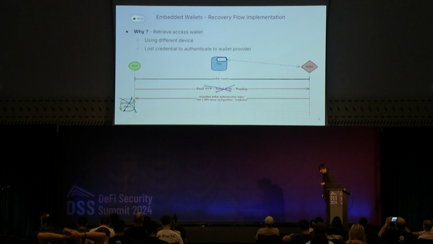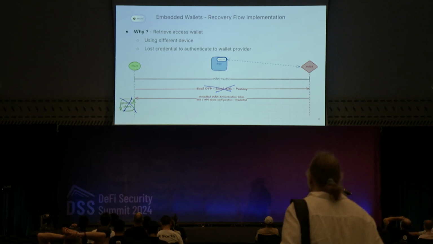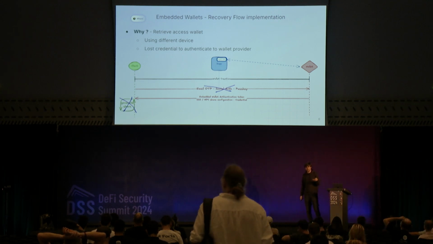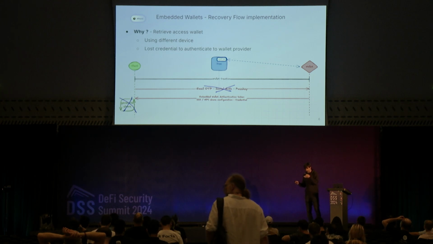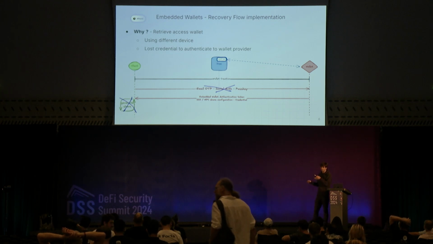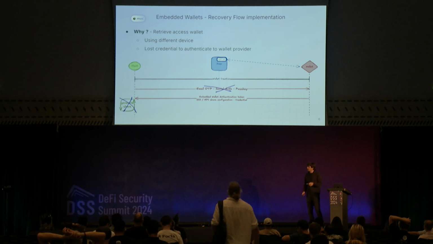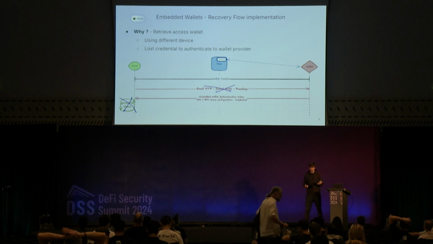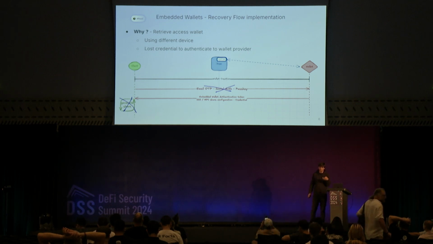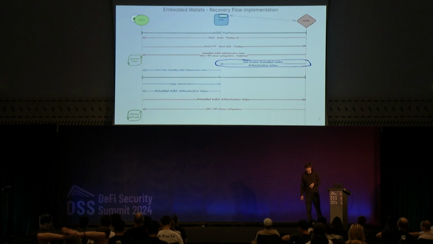In addition to that, usually we see an implementation of another flow at the same time, which is a recovery flow implementation. It's used to recover access to your wallet in case you lose your credential, or in case you change device. So if you go from desktop to mobile, since you have a share that is generated locally, when you go to another device, you don't have this share anymore, so you need a way to recover access to your wallet. So how is it done?